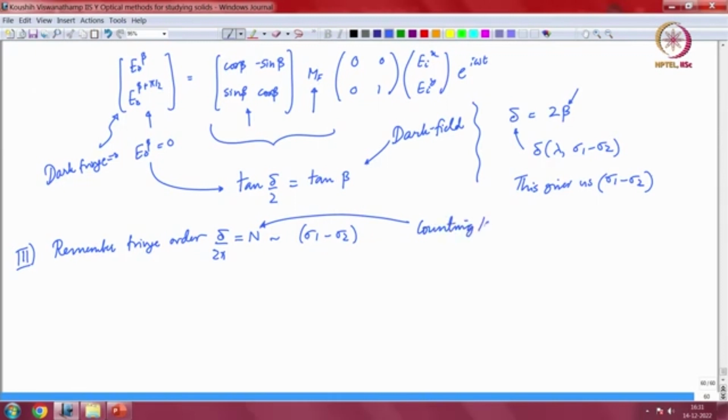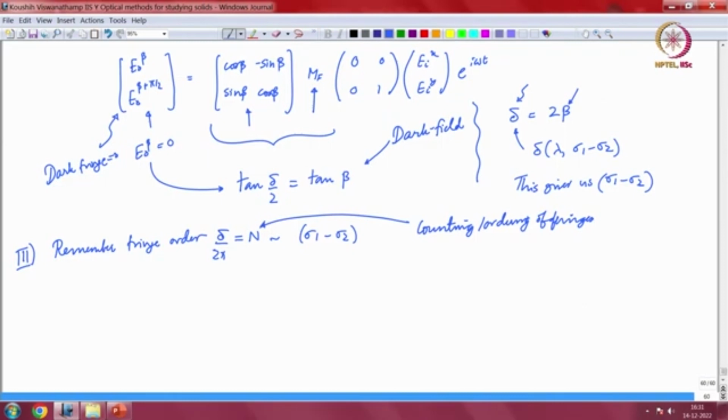So you have to do counting or ordering of the fringes. Okay. Notice also the same thing happens here. If beta is shifted by pi, then delta will be shifted by 2 pi plus 2 beta, and that will be unchanged. So you can add any integer multiple of pi and tan delta will not change, but delta will change, and sigma 1 minus sigma 2 will change. So to be able to get a unique value of sigma 1 minus sigma 2, you need to remember the fringe order.